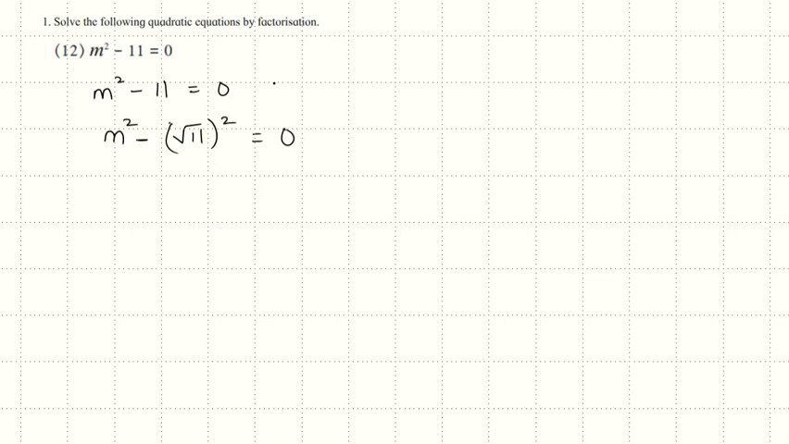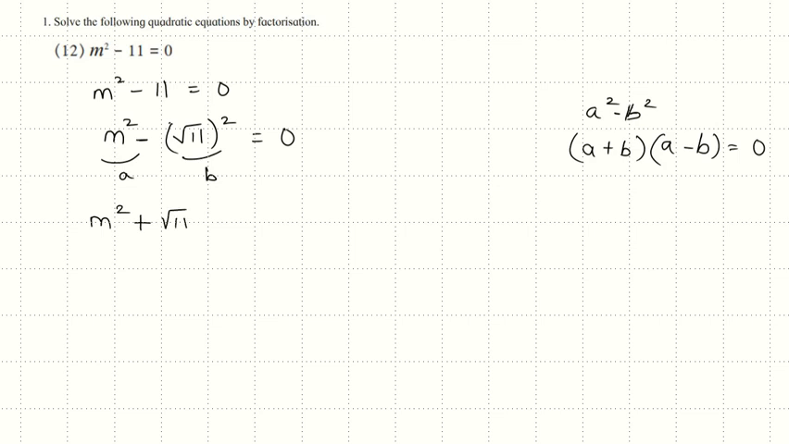Therefore, if you see, we got it in the form of a square minus b square. The formula that we are using here is a square minus b square. On solving it, we get a plus b into a minus b is equal to 0. So write this m square minus root 11 square in the form of a plus b and a minus b. So a is m, plus b is root of 11. Sorry, a is just m. Don't take square here while writing this down.